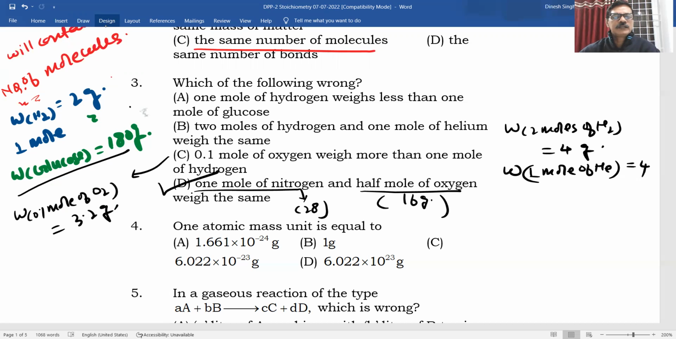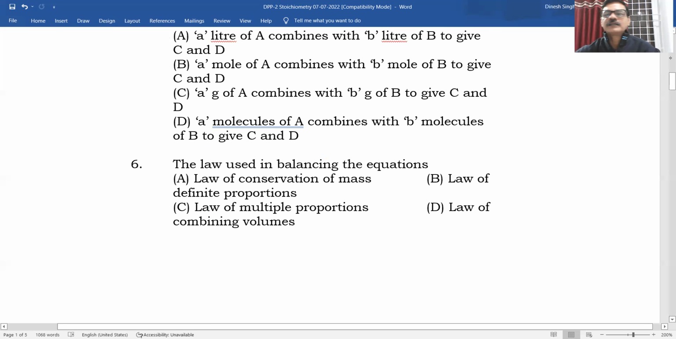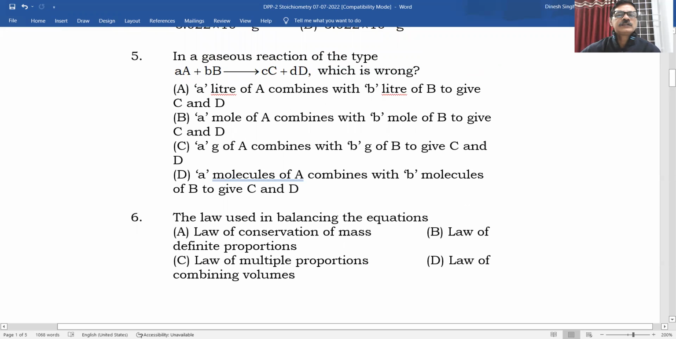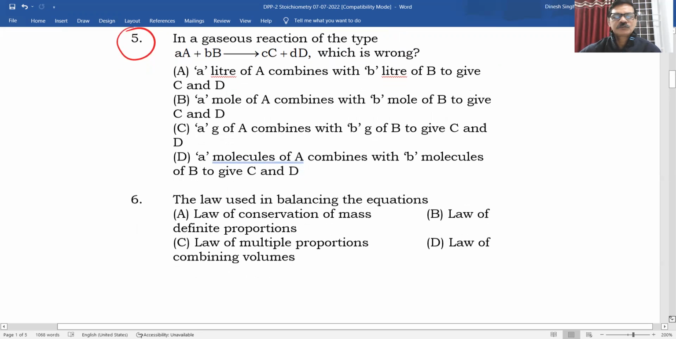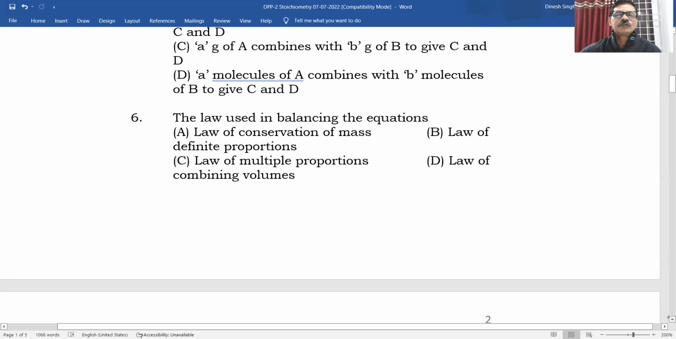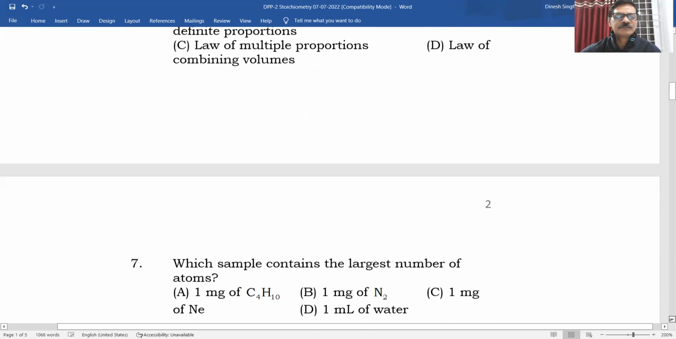Okay. Now we can see 1 atomic mass unit is equal to, that we will discuss in the next class. Leave it. After that, we can see the next question: in a gaseous reaction of the type. Okay, this is related to stoichiometry, that later we will discuss. Today we will discuss because it is having mixed questions. The law used in balancing the equation is also not related to this.